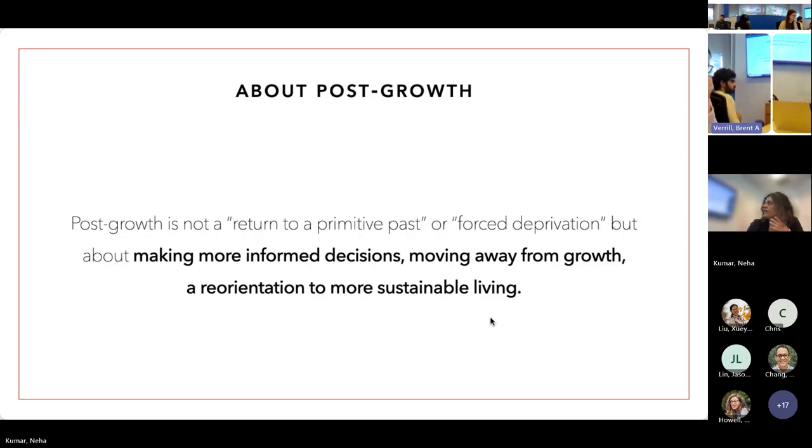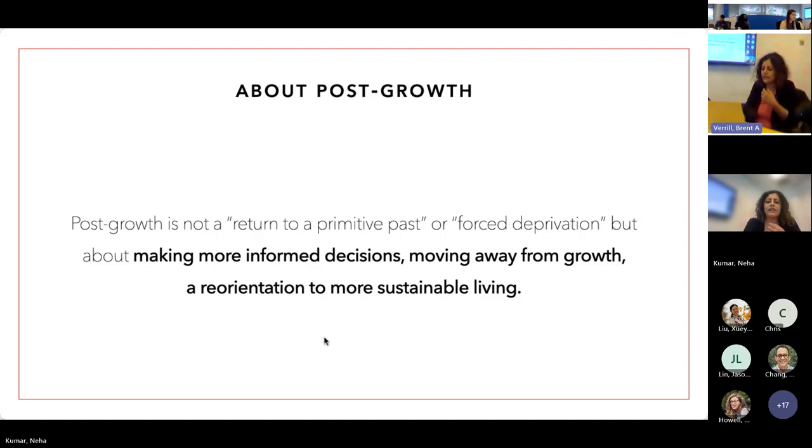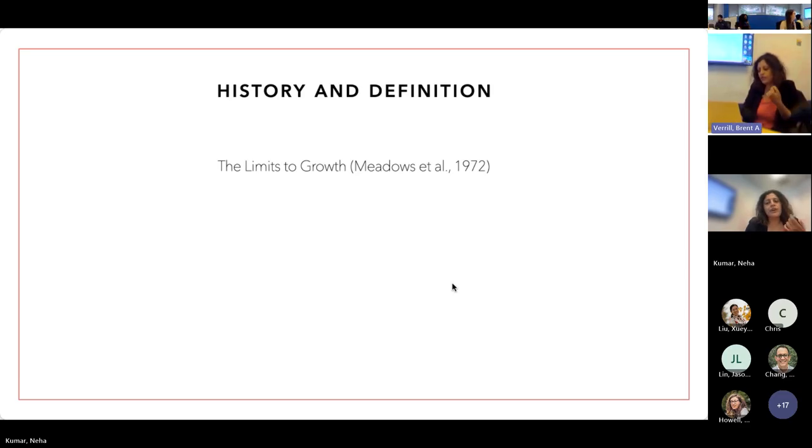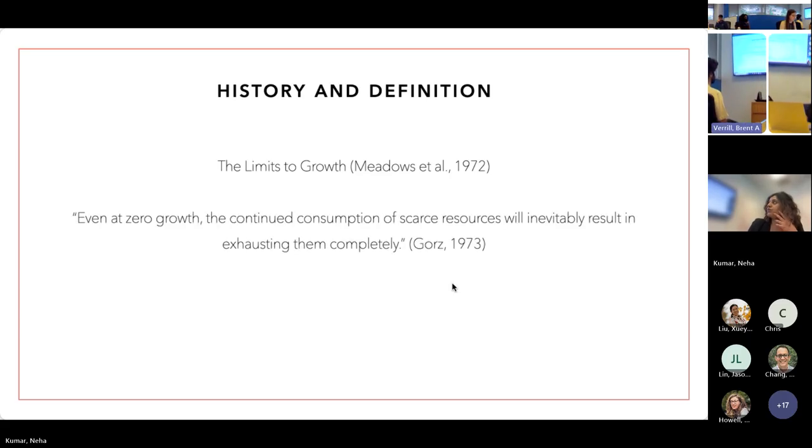So these are the ideas associated with post-growth, but it's also important to look at the history and the definition of it before we then come to the present and see how to engage. So in 1972, Meadows and colleagues published The Limits to Growth, presenting results from a series of computer simulations analyzing the long-term sustainability of the economy. They argued that if current growth rates were to continue, we would face a global economic collapse before 2100. And in his follow-up to this work, Andre Gortz pointed out, even at zero growth, the continued consumption of scarce resources will inevitably result in exhausting them completely.